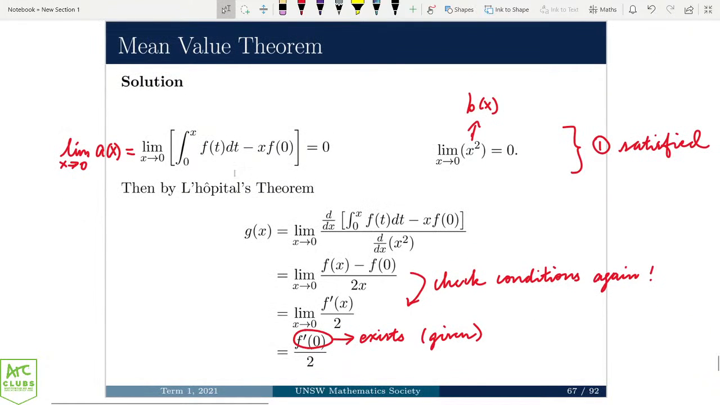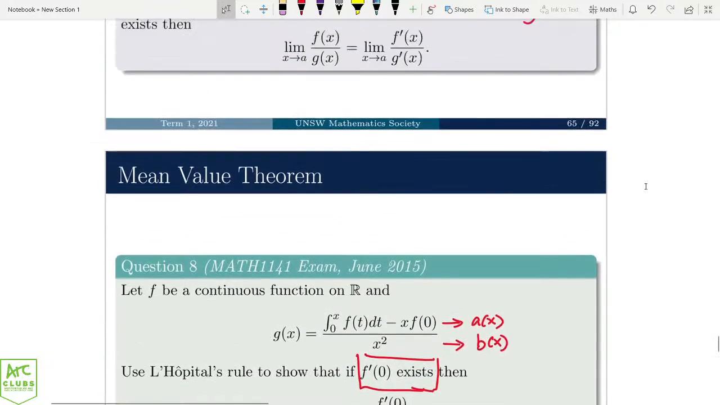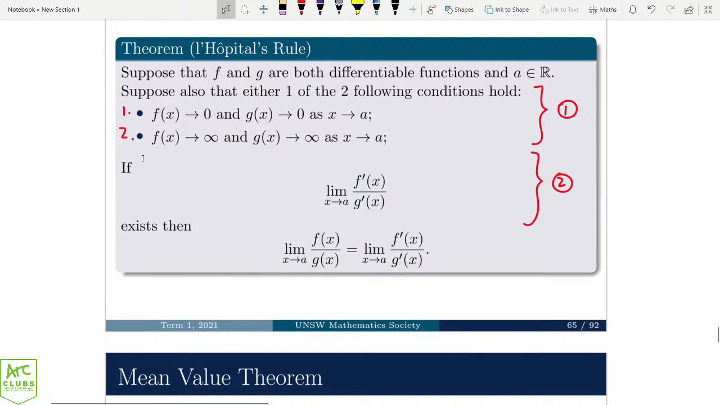Just to go through how we got that, if x approaches 0, this would be 0, and this would be 0 as well. So from 0 to 0, our integral here will be 0. So 0 minus 0, we have 0. And then this is a bit more obvious: we have 0 squared, which is 0. Because we now have condition 1 satisfied, we can look at condition 2. Condition 2 is for this limit to exist.